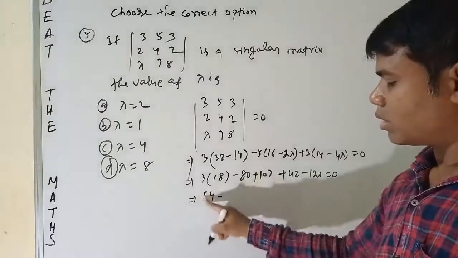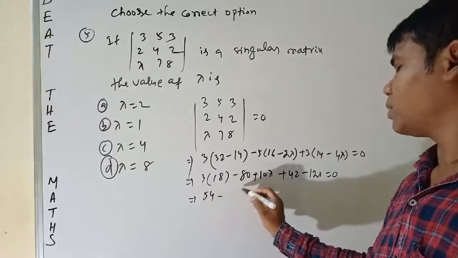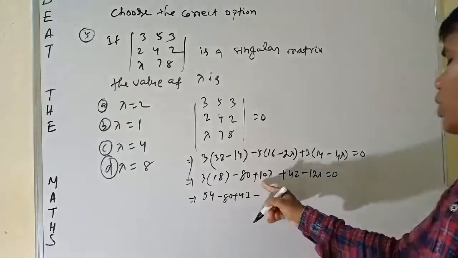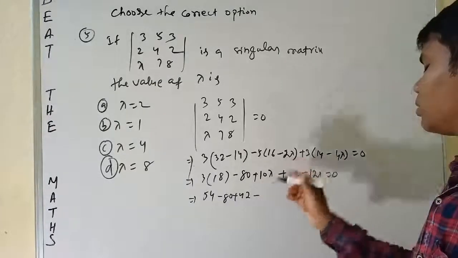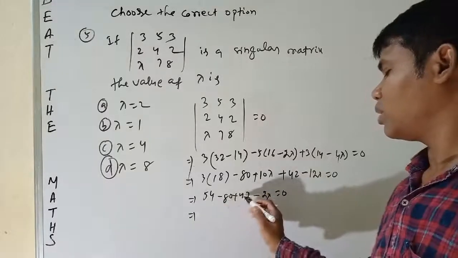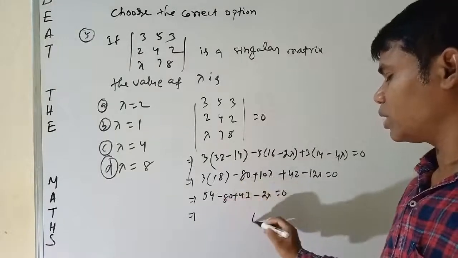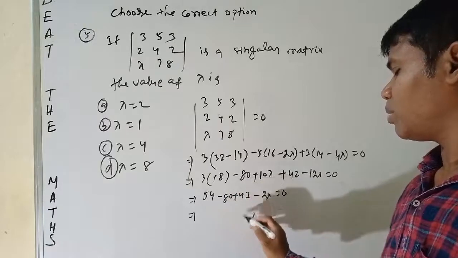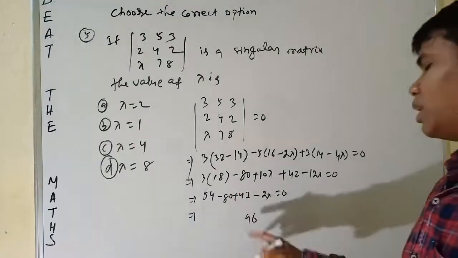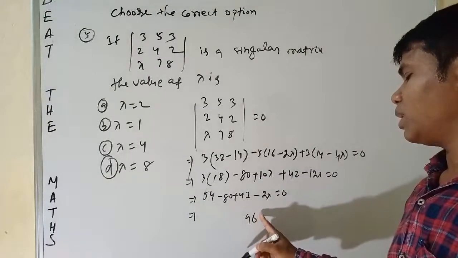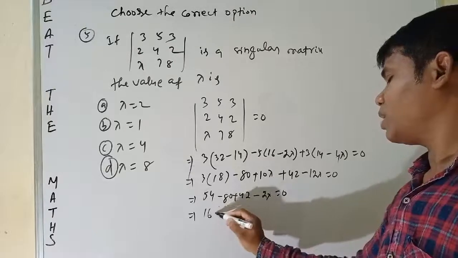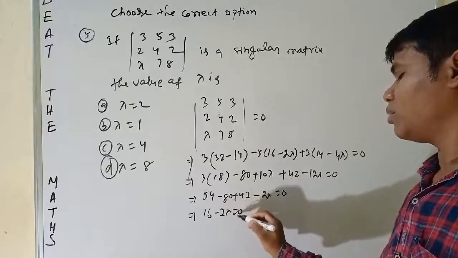Okay, 54 minus 80 plus 42 plus 10 lambda minus 12 lambda, that is minus 2 lambda is equal to 0. Okay, this is equal to how much, 4 plus 2 is 6, 5 plus 4 is 9. Okay, 96 minus 80, that is 16. Okay, 16 minus 2 lambda is equal to 0.